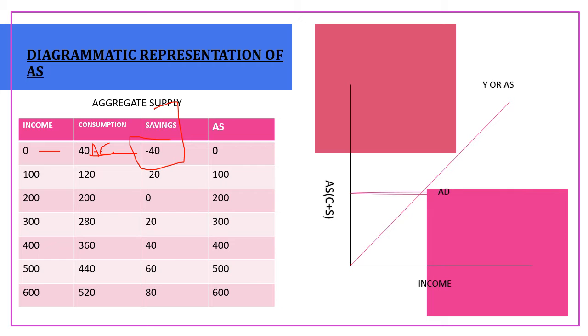Okay, next one is income of 100. Your consumption is 120. So 20 is autonomous consumption, right? So here savings is minus 20. So when your income is 0, your consumption is 40. That is autonomous consumption.